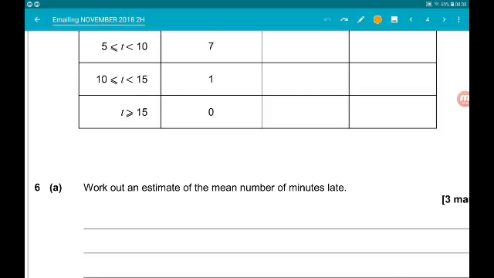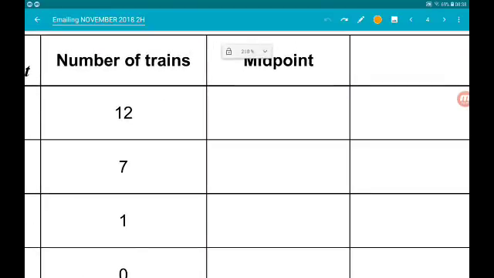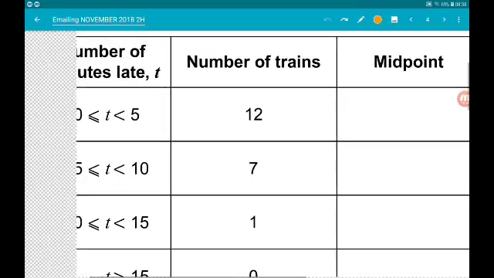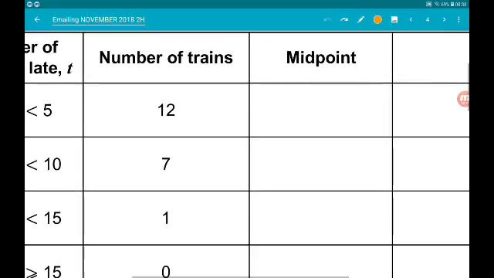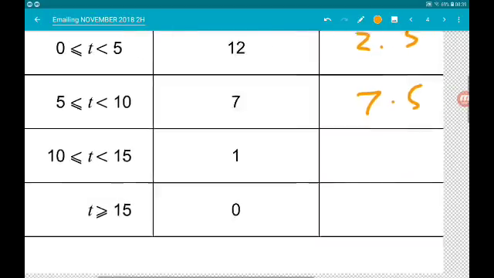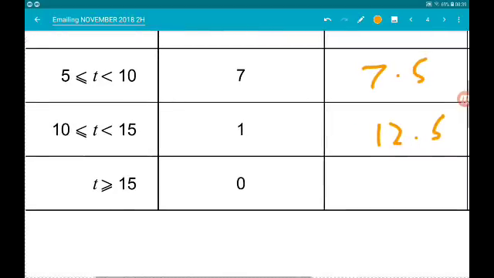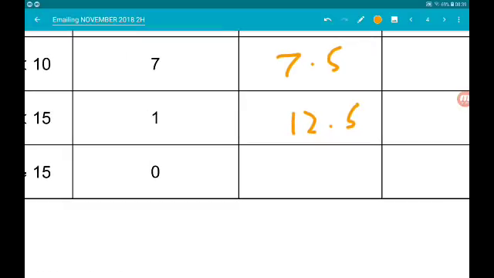They've told us what to do in the first column, which is to find the midpoint of each interval. So 0 to 5 is 2.5, 5 to 10 is 7.5, 10 to 15 is 12.5, and greater than 15 has no midpoint. But that doesn't matter because there are 0 trains in here anyway.